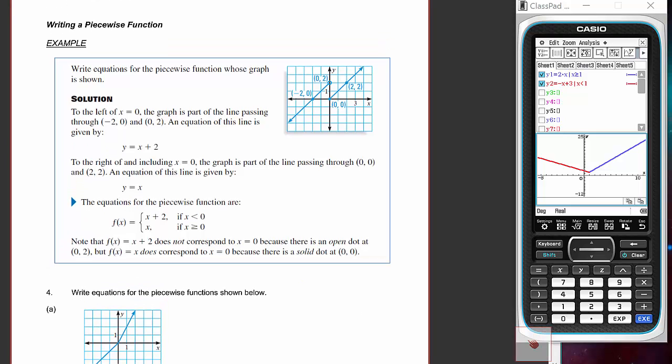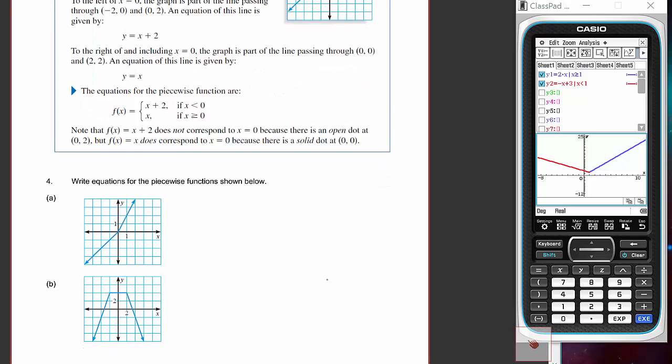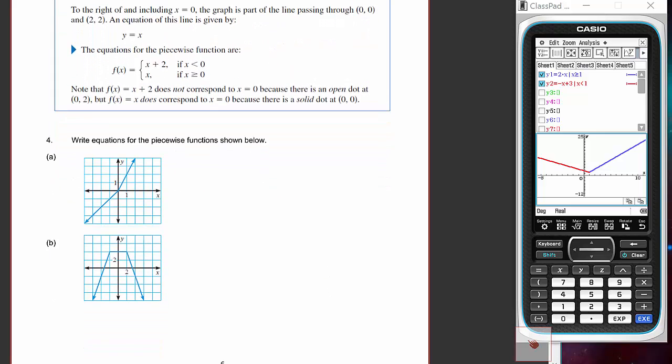Now the next part is about writing a piecewise function. So we've actually got to find the equations given the graph. Well, if I look at this one, let's look at the right hand side of it first. It goes from the origin. It also goes through the point 1, 2. And that means 1 across, 2 up. So the gradient of that is 2.